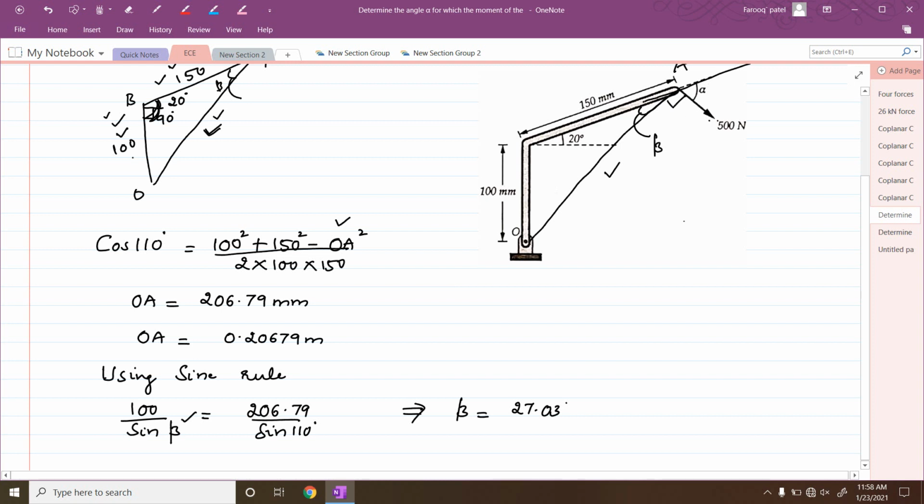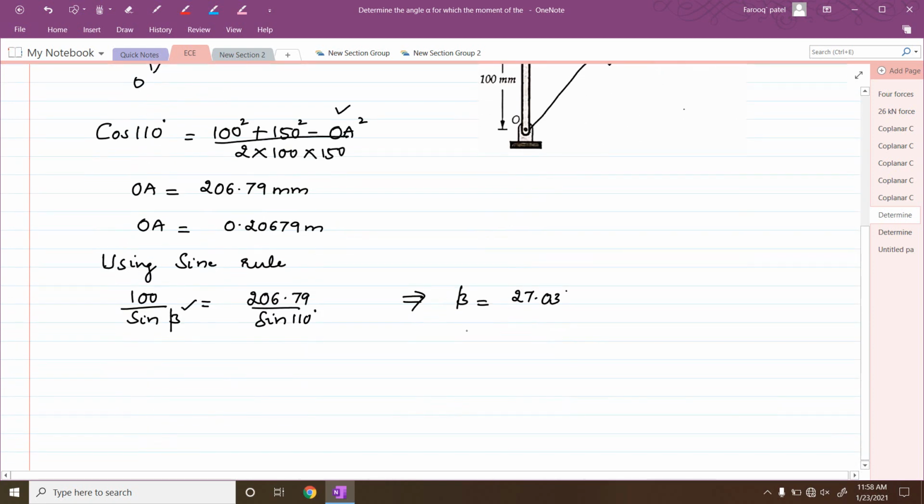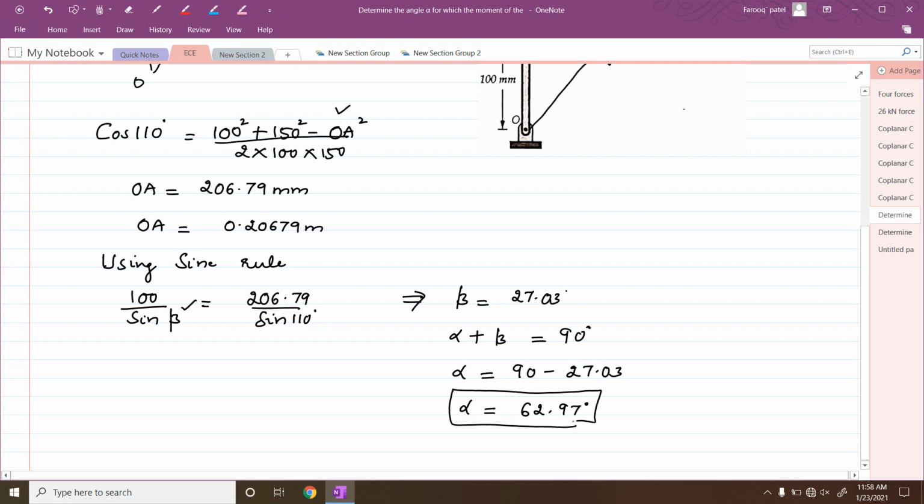Then next, this is beta now, and this is perpendicular 90 degrees. So if you take this straight line, alpha plus beta has to be equal to 90 degrees. So alpha plus beta is equal to 90 degrees. Therefore the value of alpha will be equal to 90 minus beta, that is 90 minus 27.03. Therefore we get the answer as 62.97 degrees. This is the value of alpha.